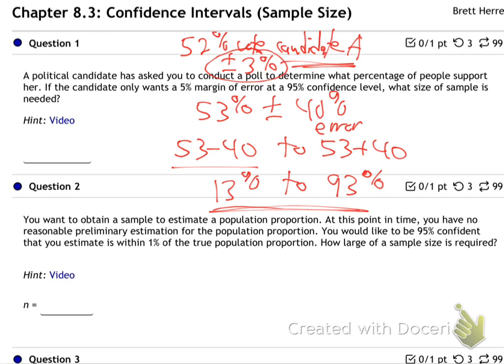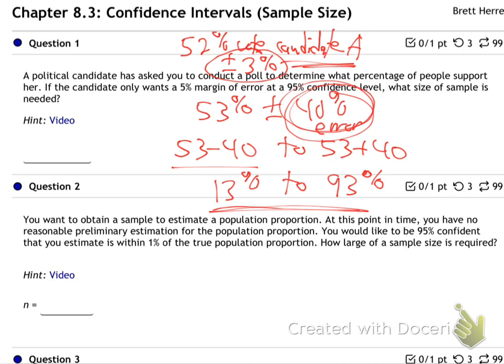I mean, probably a 5-year-old could predict that, right? Sure, it's going to be somewhere between 13 and 93. That's not saying much. So why? Because the error's so big, huh? So we'd like to make the error smaller. When the error is smaller, we're actually saying something more significant, something more narrow, right?